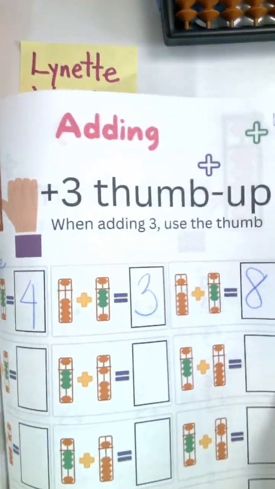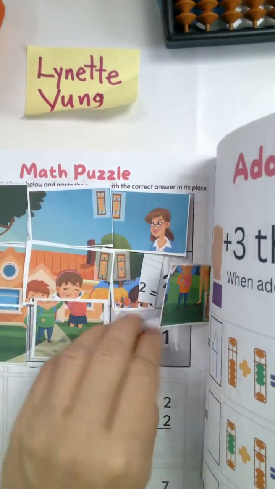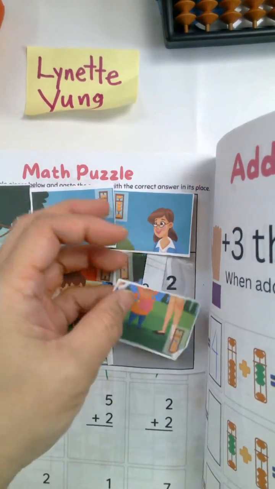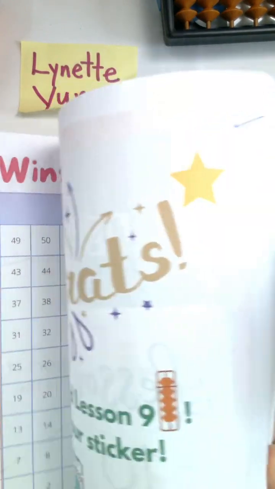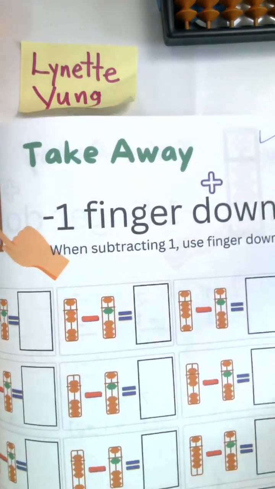And so in this book, I have a little bit of puzzles. You answer the question and then you find the answer. So I was trying to make it kind of interactive. I was trying to modernize abacus.